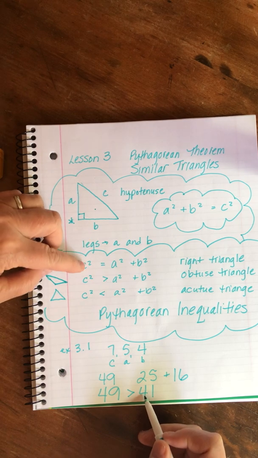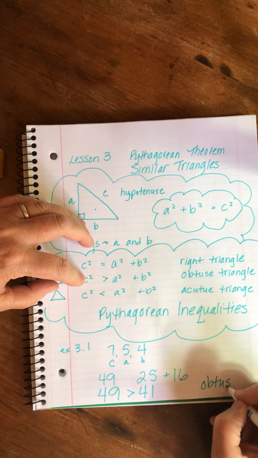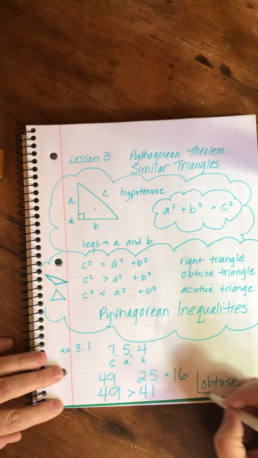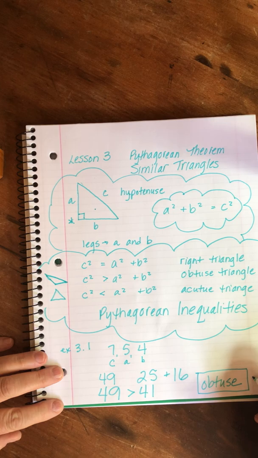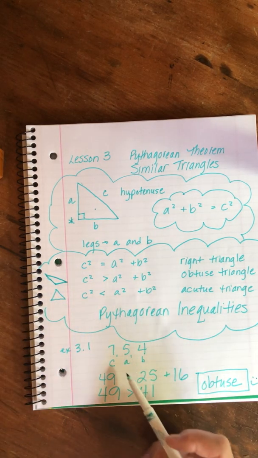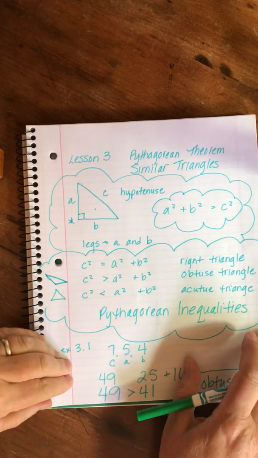So then we look up here and we see, okay, that tells us this is an obtuse triangle. And that's correct. Easy, right? All we're doing is just using these inequalities to test a particular triangle and see which category it fits into. So that's an example of the first one.